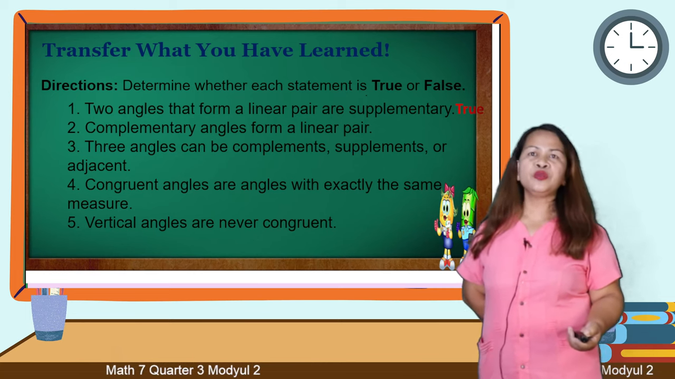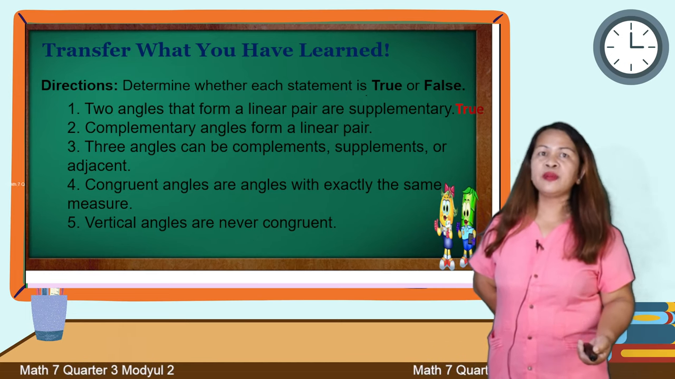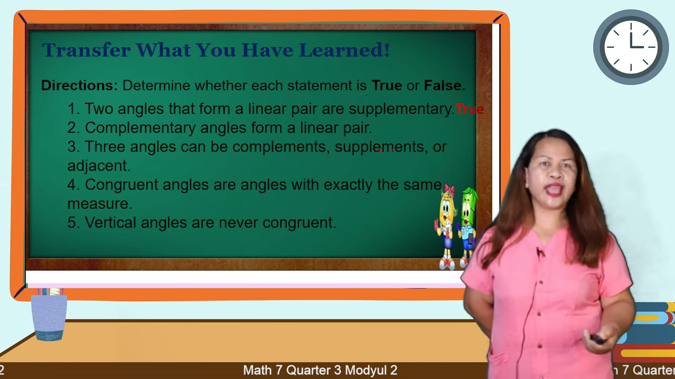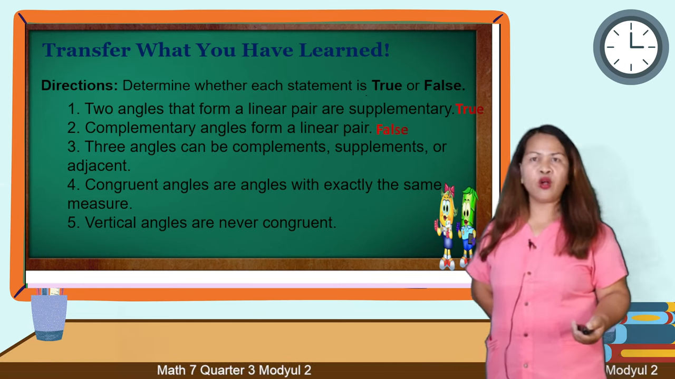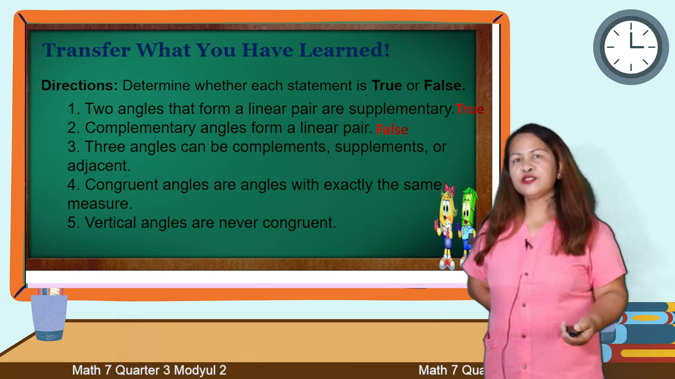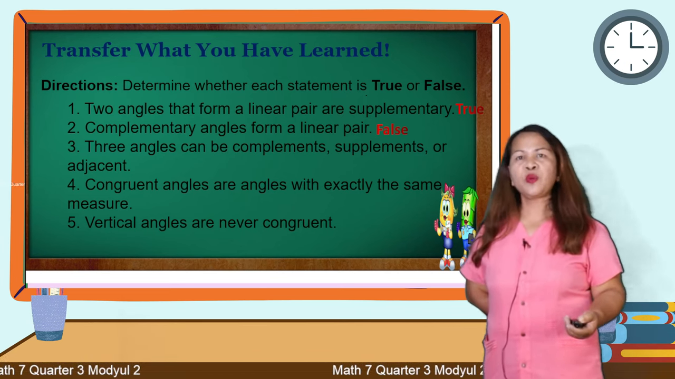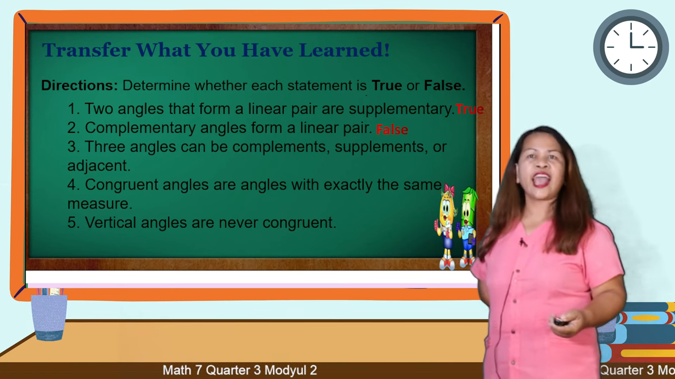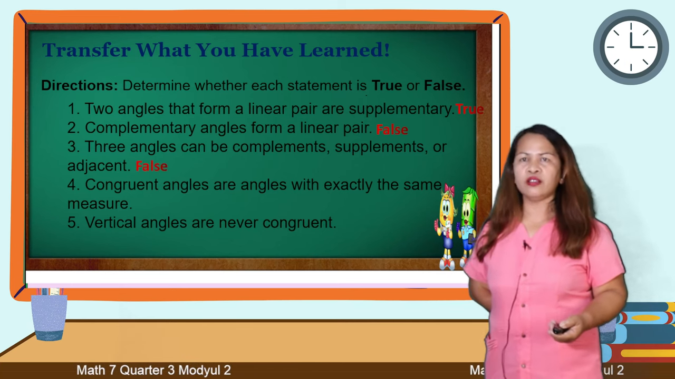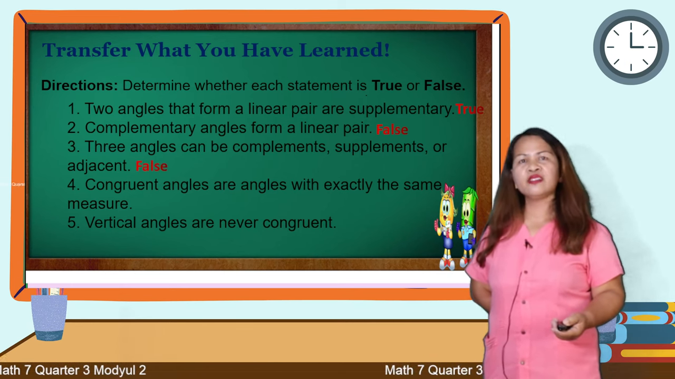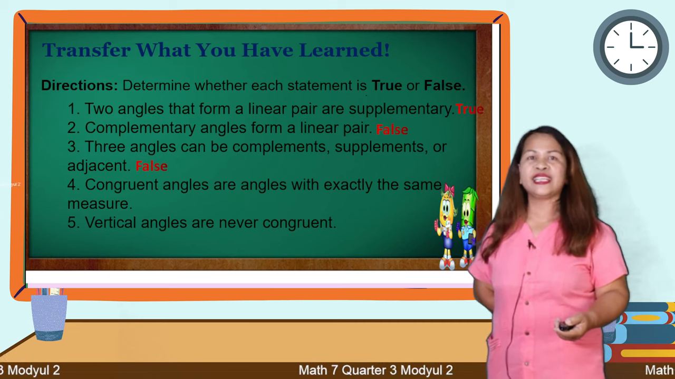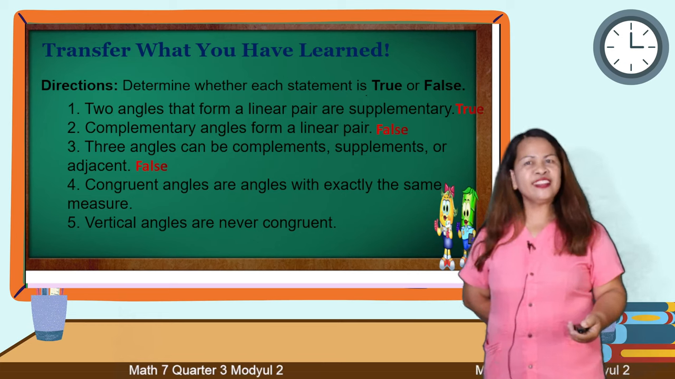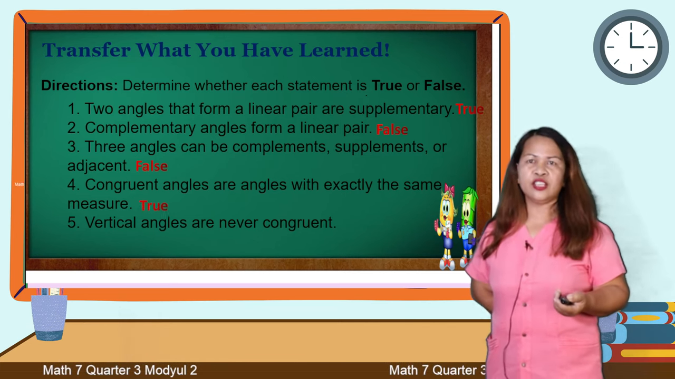How about number two? Complementary angles form a linear pair. Correct. The answer is false. How about three? Three angles can be complements, supplements, or adjacent. Nice answer. It is false. Number four, congruent angles are angles with exactly the same measure. Definitely, you are correct. The answer is true.